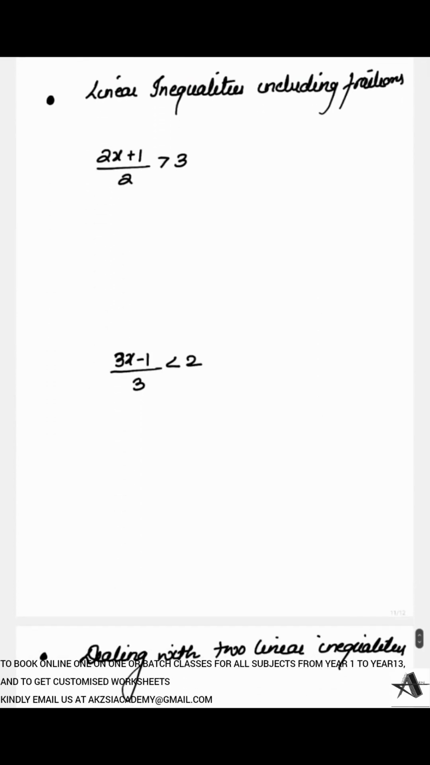Next is linear inequalities including fractions. So when we include fractions, if you have definitely studied linear equations, it would be very simple for you to understand this part.